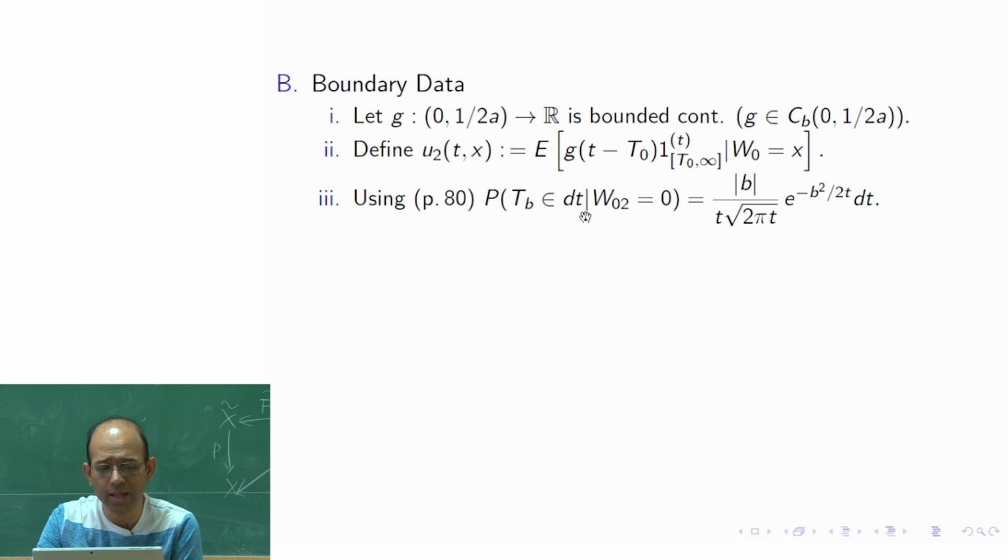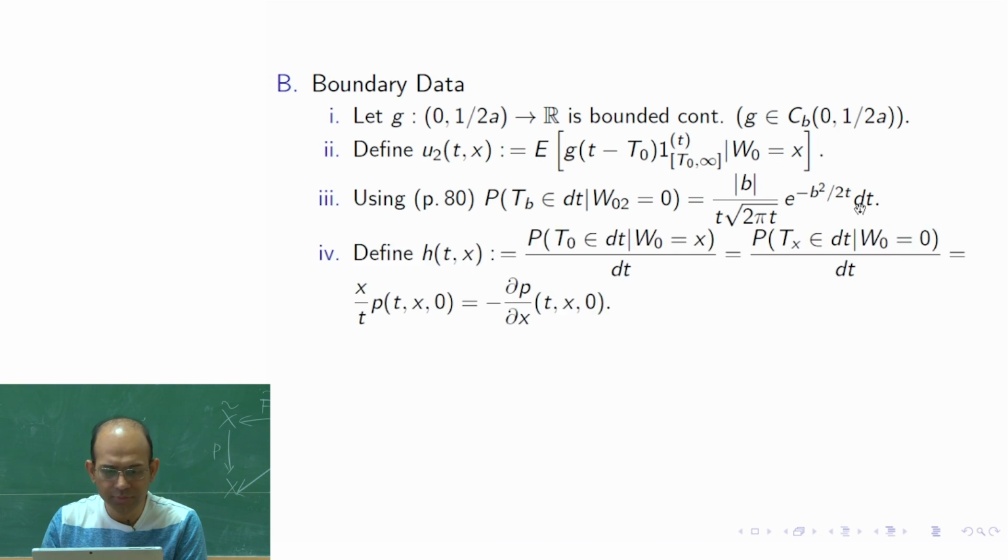So what it says is that when you have a boundary b, and W0 is 0, then you are asking about the distribution of TB, where like T0 is the hitting time to 0, TB would be the hitting time to the point b for the first time. That time is in the neighborhood of t, dt. That is a particular expression equal to mod of b divided by t times square root of 2 pi t, e to the minus b square by 2t dt.